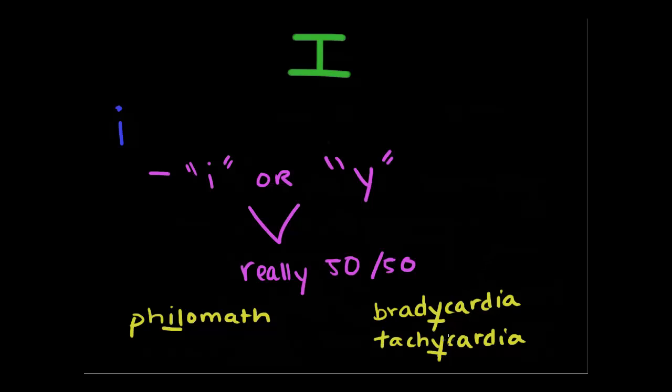So bradycardia, tachycardia, you recognize these roots, they have Y's in them, you know to use a Y. And then if you recognize a root with an I, like philomath, you know it's going to be an I. So that's that with I or Y.